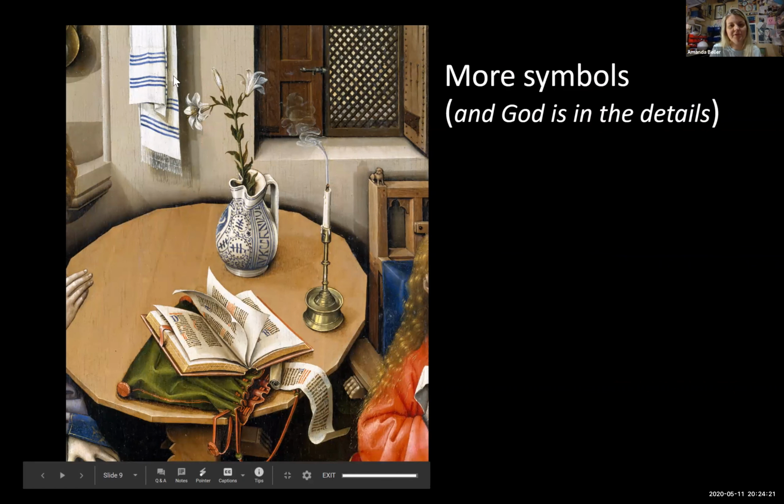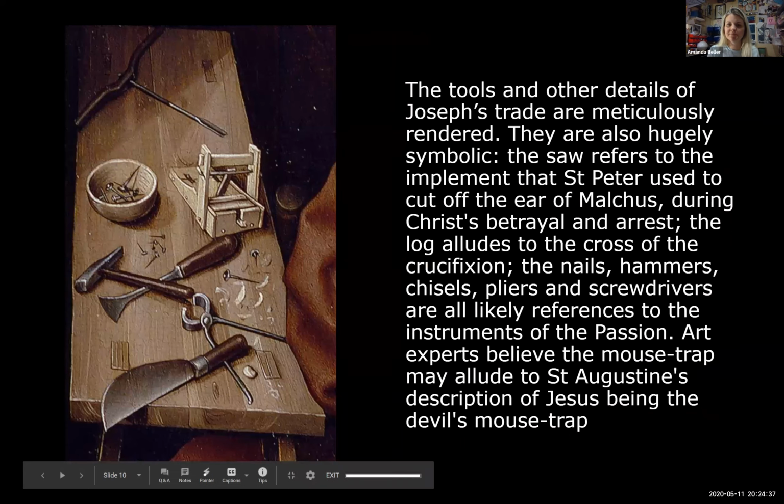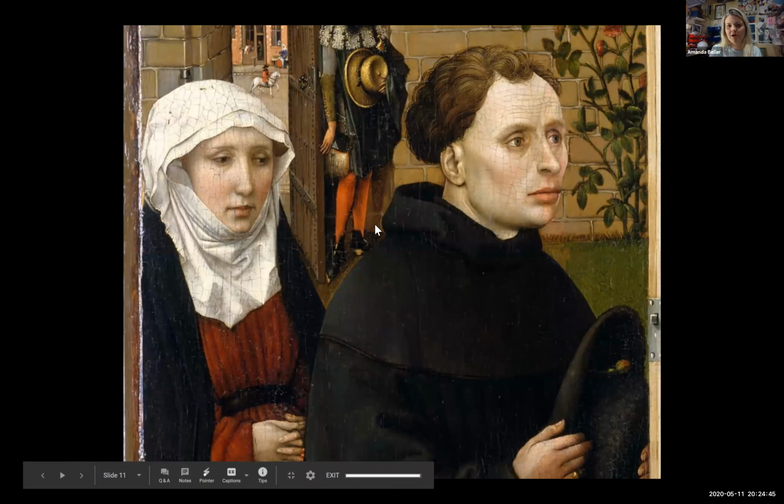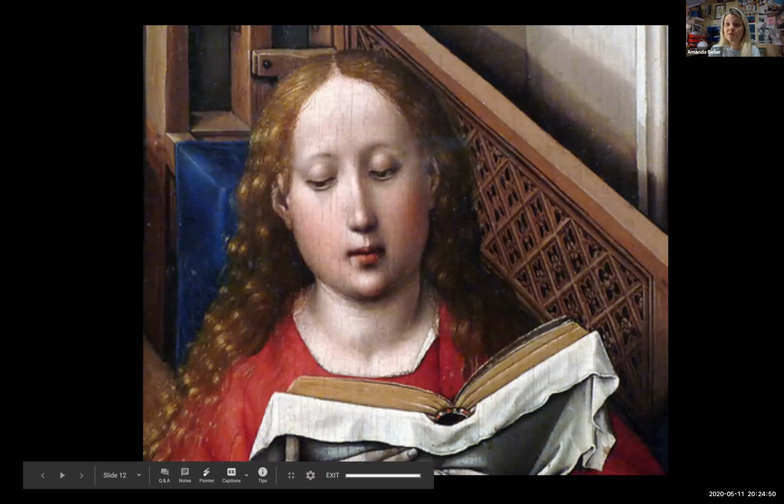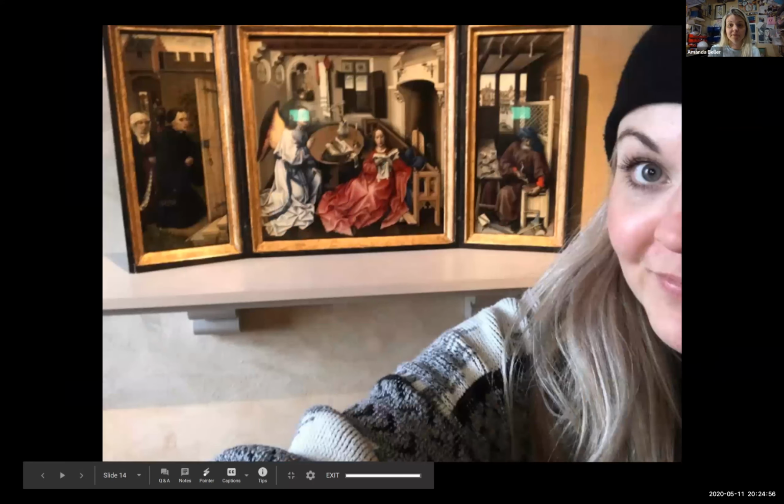Tons of symbols, right? The Trinity, Christ's presence here. It's open to the book of John, telling the story of the Annunciation, a Jewish prayer shawl, the pitcher's upright, right, which speaks to Mary's virginity. And then the mousetrap speaks to the cross being the trap for sin. There's our very, very pious patrons. And Mary is oblivious to the fact she's about to be pregnant. It's small-ish because, again, it's meant to go in a home.